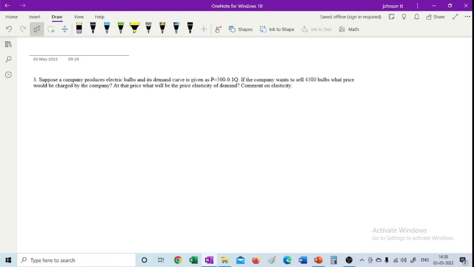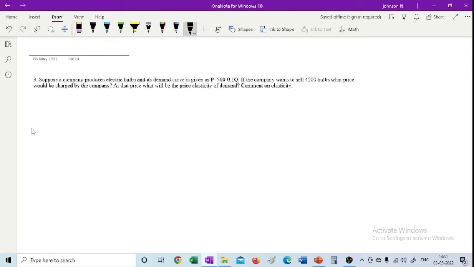See, another question. Suppose a company produces electric bulbs and its demand curve is given as P = 500 - 0.1Q. If the company wants to sell 4500 bulbs, what price would be charged by the company? At that price, what will be the price elasticity of demand? And comment on elasticity. This is again an indirect question. The demand function is not directly given. So first we have to find the demand function.